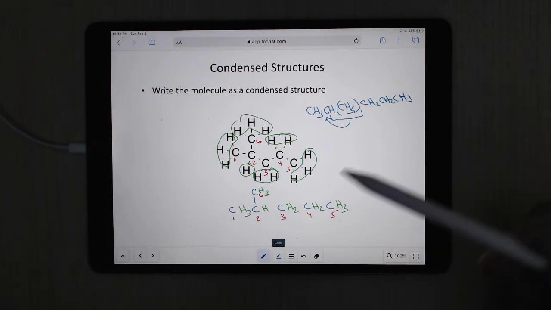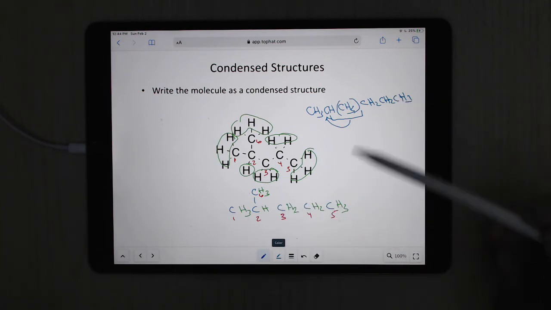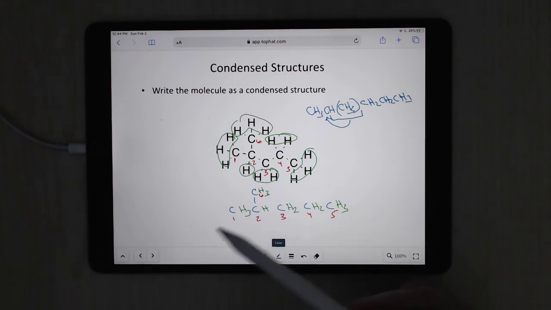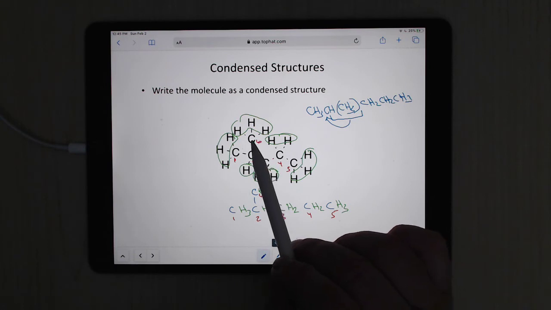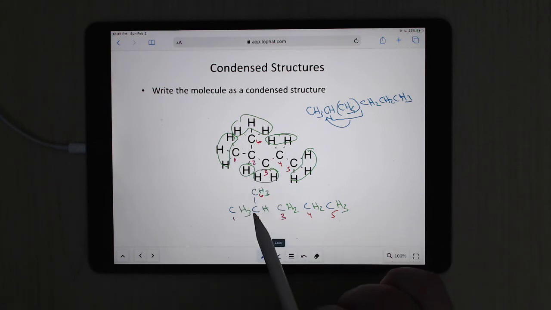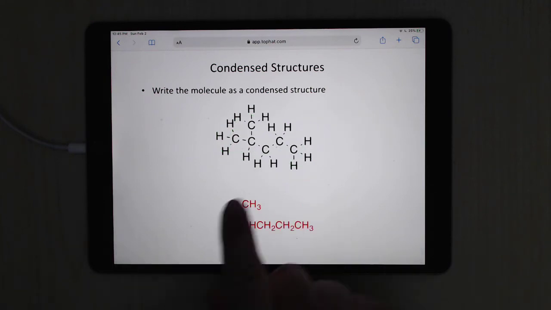Okay? So this, I would take either one. Both of these are completely valid. You don't have to number them. Something like that. I'm just doing this so you can sort of relate. This is this carbon. That is that carbon. That is that carbon. It's like that. So this is what it would look like.